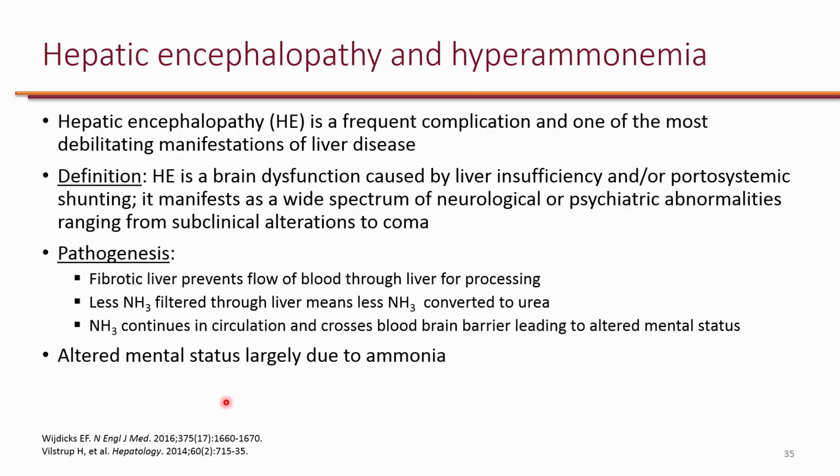Now, the pathogenesis typically involves a fibrotic liver that prevents flow of blood through the liver for processing. So less NH3 is filtered through the liver. It means that less of it is converted to urea. So ammonia, NH3, continues in circulation, and at high levels it can actually cross the blood-brain barrier, leading to altered mental status. So this altered mental status is largely due to ammonia.